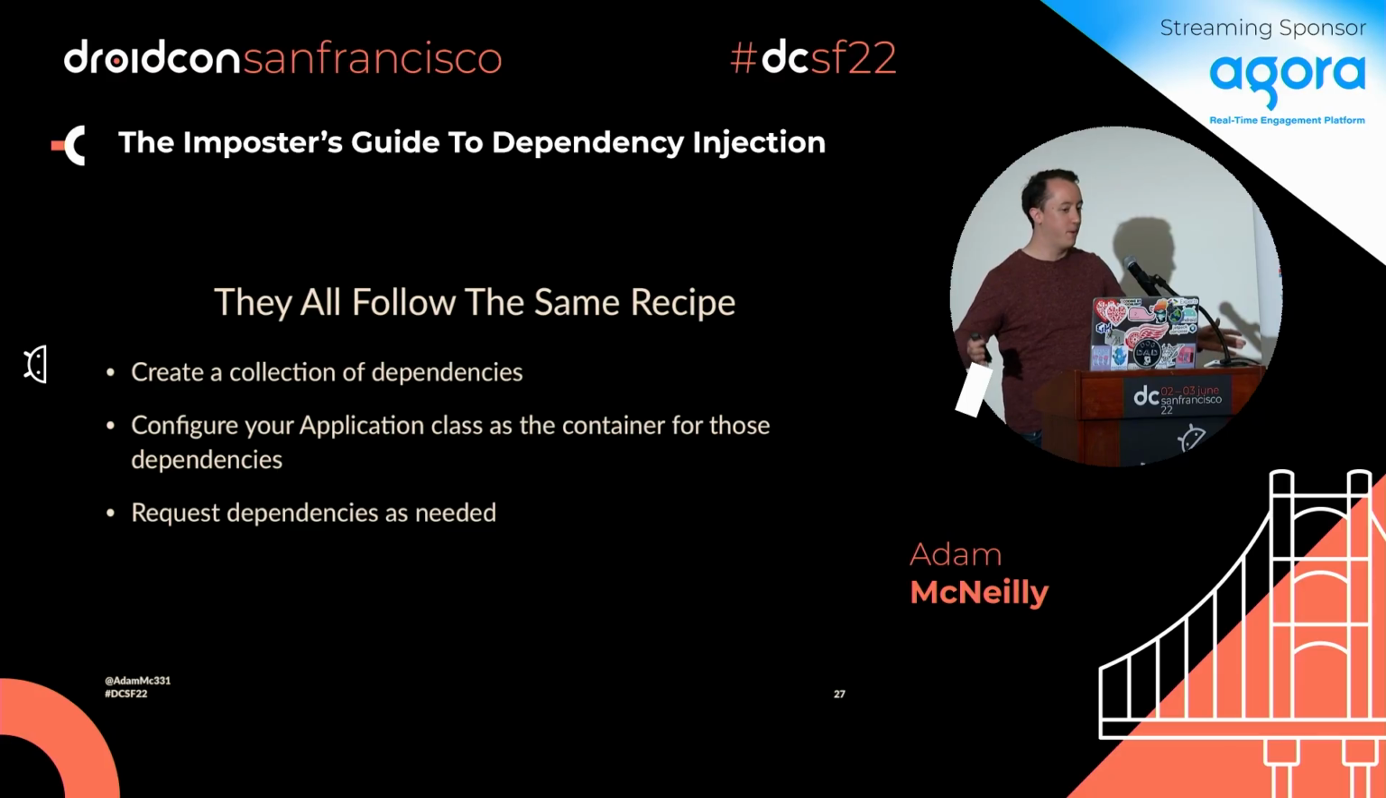So I'm going to put my money where my mouth is. I hope you're all going to believe me. We're going to walk through how we can follow this recipe using Hilt, and then again using Koin. And I'm going to show you that what you see here is exactly what those libraries are doing, even if the code looks way scarier than the manual approach did.